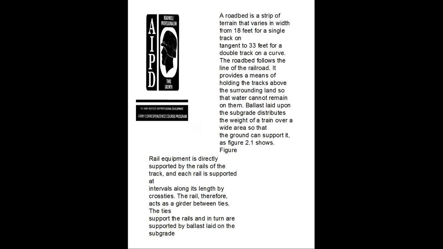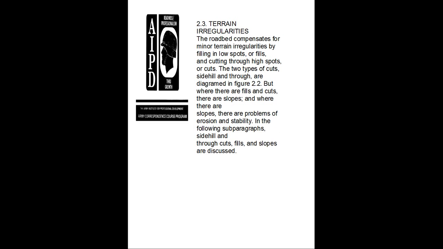If railway equipment is directly supported by the rails, each rail is supported at intervals along its length by the cross ties. The rail therefore acts as a girder between the ties, and the ties support the rail and in turn are supported by the ballast laid on the subgrade.